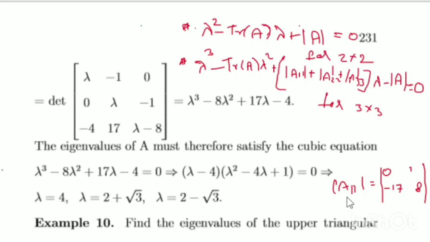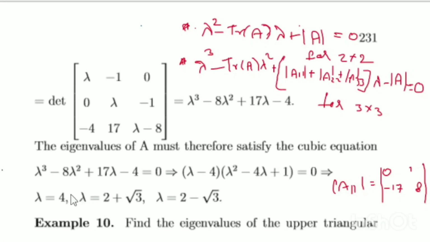Cofactor matrix means if it is A11, we have to find our value of A11, det A11. The value will be the determinant of 0, 1, minus 17, 8 for our matrix A. Similarly, you can find A22 and A33 values and check it with our final answer. It will be lambda cube minus trace, which is minus 8, so minus 8 into lambda square plus this cofactor matrix into lambda minus determinant of A equal to 0.